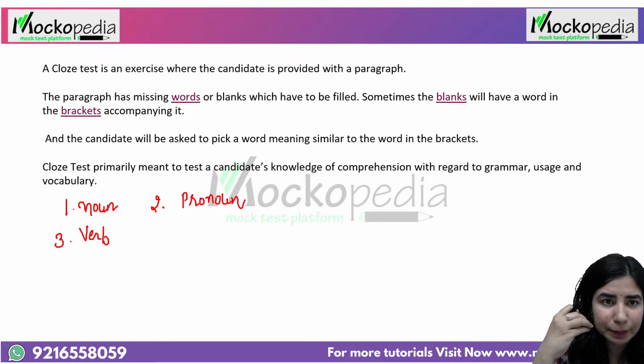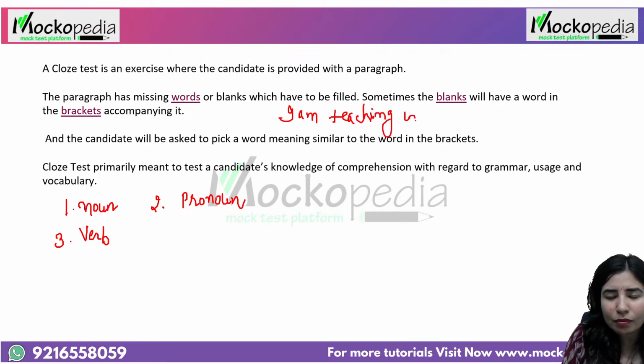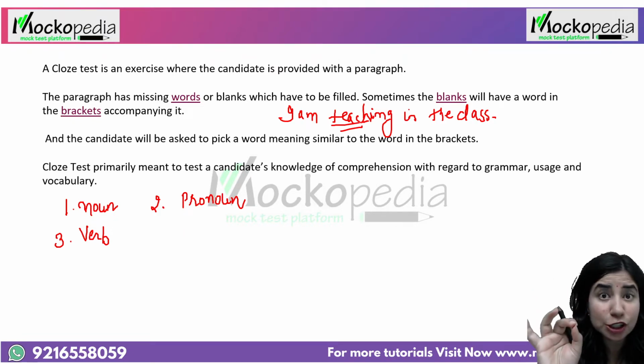So if I'm at this point of time, say I write a simple sentence for you, maybe we can pick up like this. I am teaching in the class. So if you are able to see that here the verb is teach. So what is the action happening? Action is of teach. Teach is the verb.